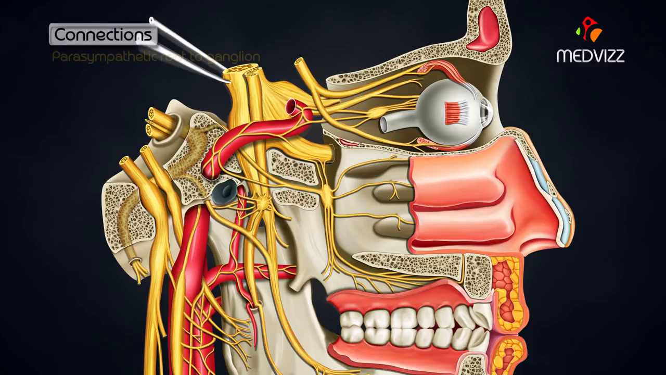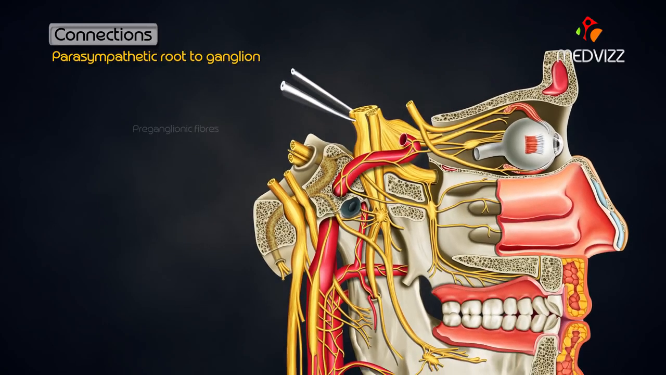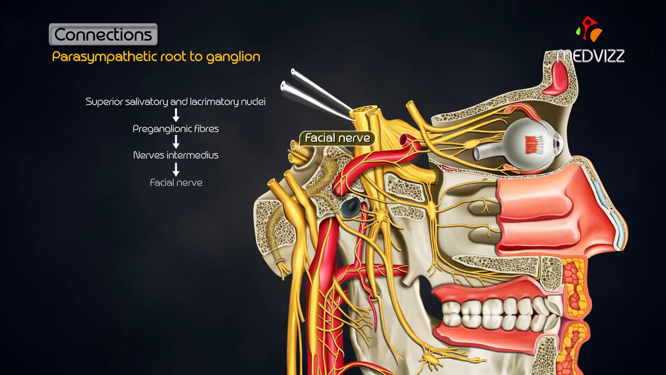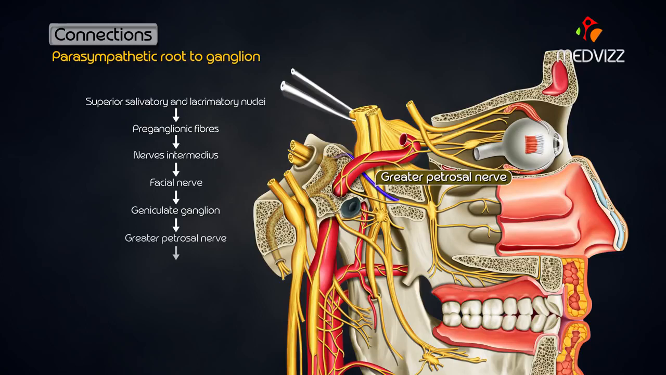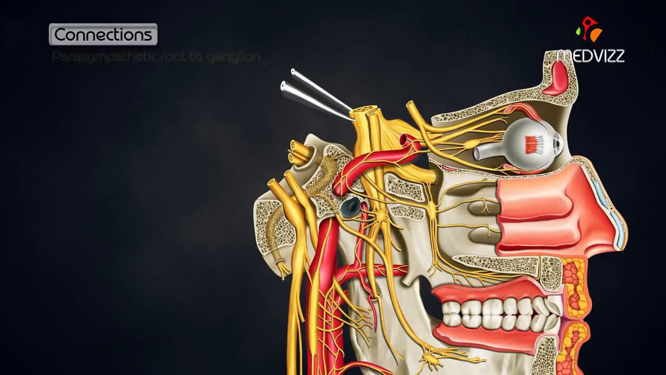Connections: the parasympathetic root of the ganglion is formed by the nerve of the pterygoid canal. It carries preganglionic fibers that arise from the neurons present near the superior salivatory and lacrimatory nuclei and pass through the nervus intermedius, the facial nerve, the geniculate ganglion, the greater petrosal nerve, and the nerve of the pterygoid canal to reach the ganglion. The fibers relay in the ganglion.